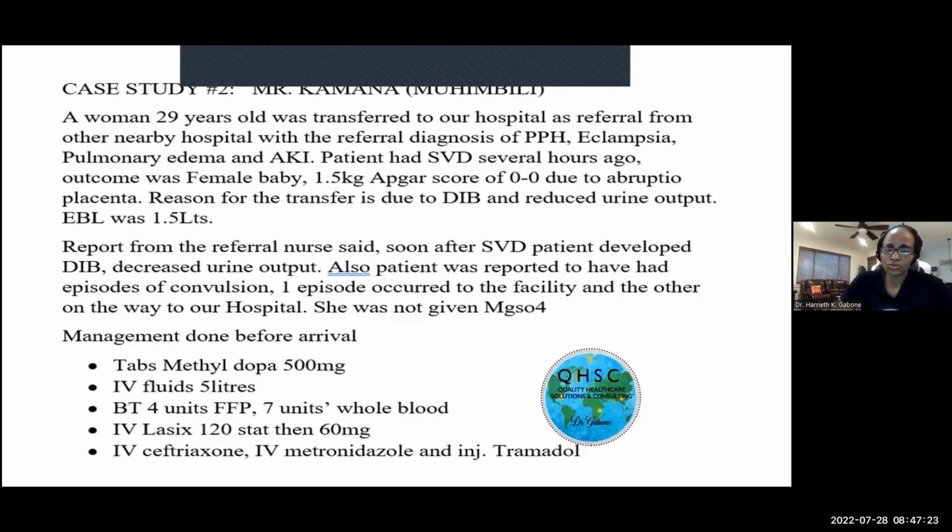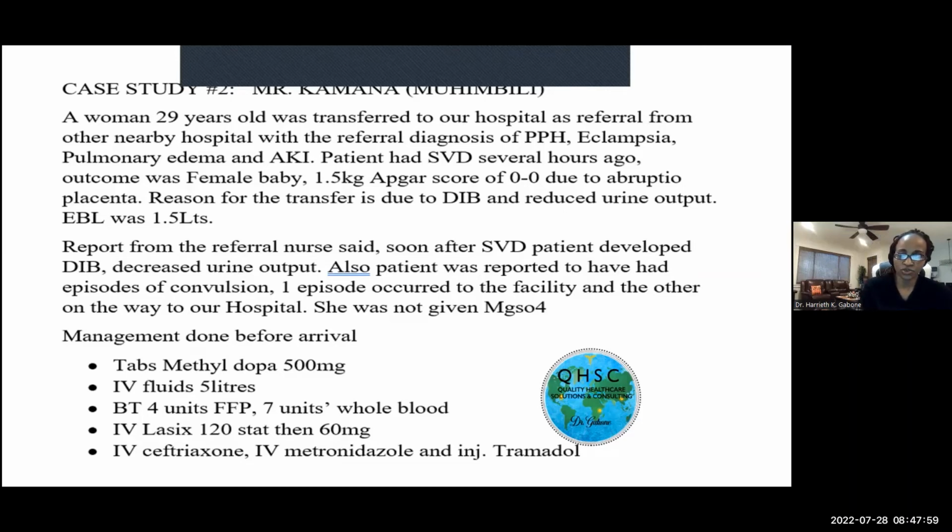From the referral nurse, the patient developed difficulty in breathing and reduced urine output, and was reported with an episode of convulsions. Another episode happened when the patient arrived at Muhimbili. The patient was not given magnesium sulfate. Upon arrival, the patient was given methyldopa 500 IV, 5 liters, blood transfusion, I think 4 units. Fresh frozen plasma was also given, 7 units, for whole blood.